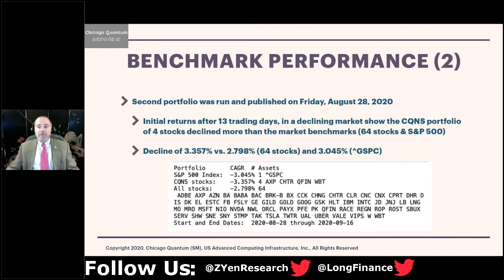So another portfolio we published had 4 stocks in it, and this was published on Friday, August 28, before a recent downturn. And as the market declined, the Chicago Quantum Net Score actually declined slightly more than the rest of the market. And again, we believe because it's taking those high beta stocks, and even though there's less variability, you can't fight the tape on this one. But we're excited to see how this does as the market picks up again, just not today.